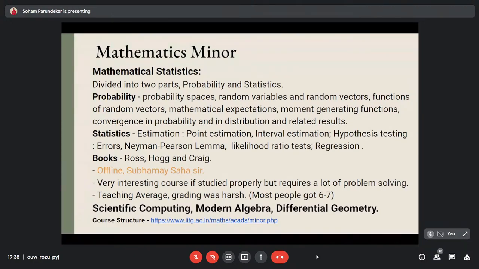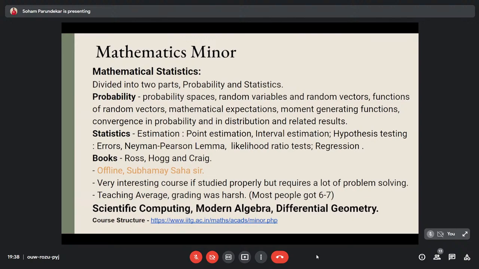So the books that were primarily used were Ross and Hogg and Craig for stats, and Ross for probability. Apart from this, you can also use sites like probabilitycourse.com, which were a great supplement to these books.